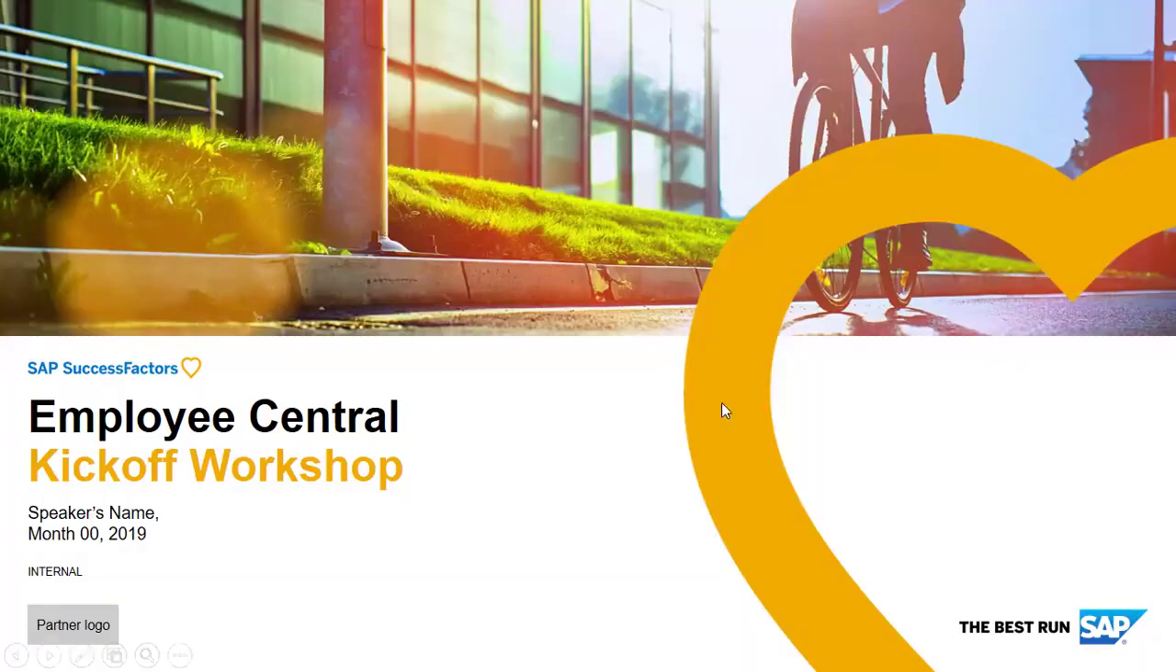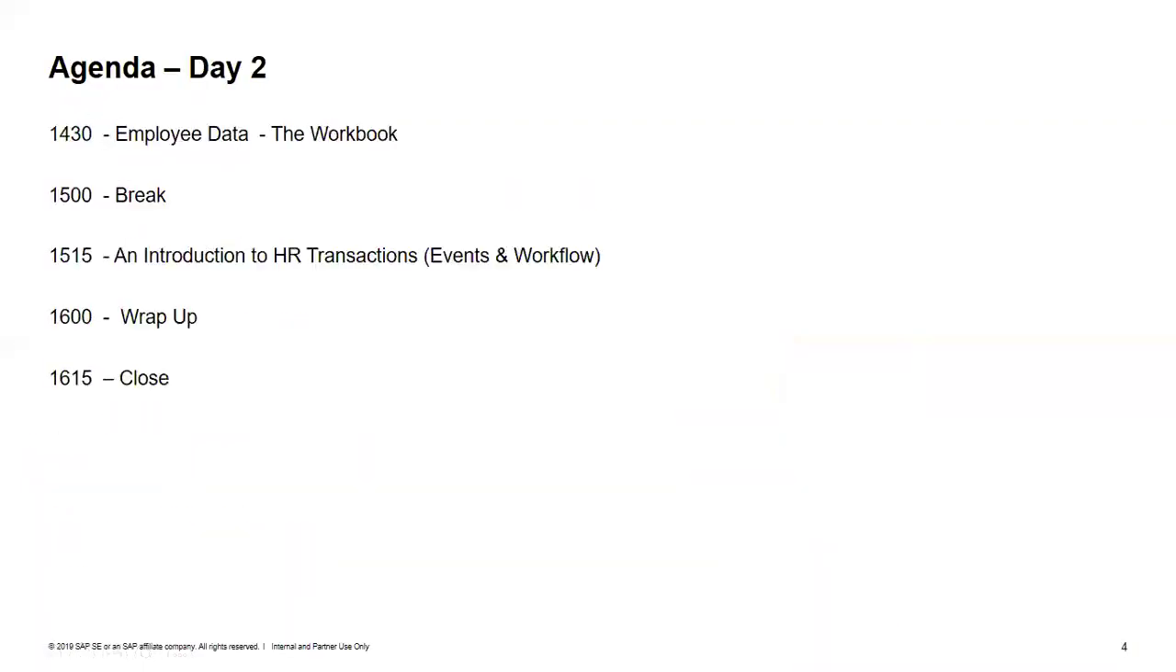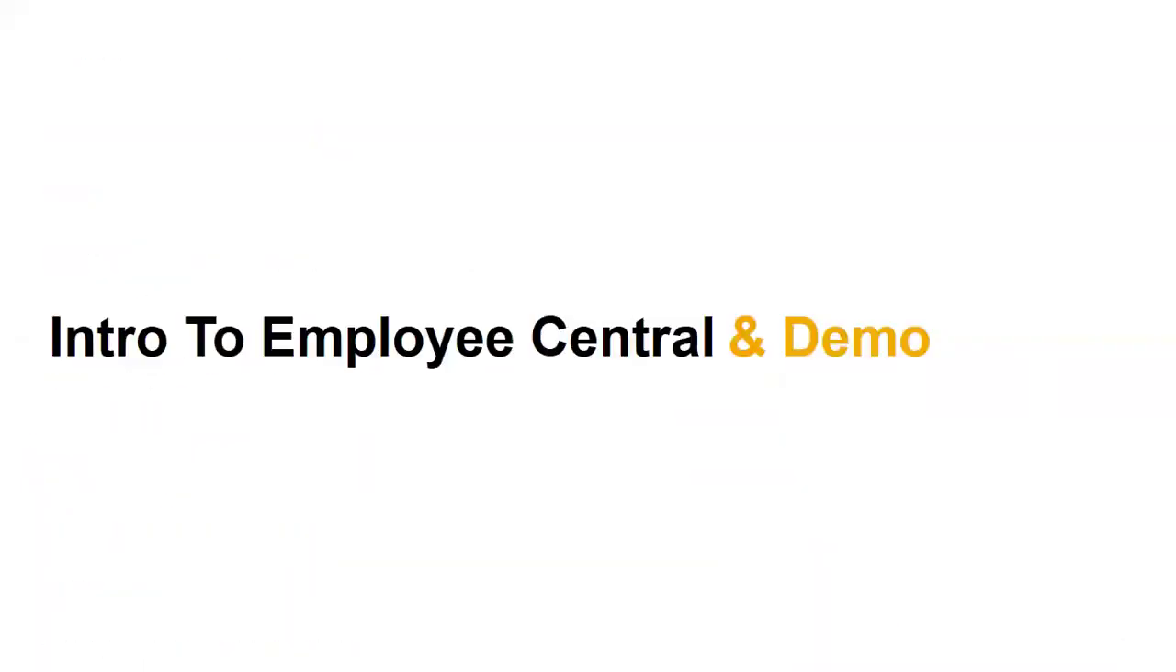Now, if you see the first slide, it says Employee Central Kickoff Workshop, and then the speaker's name. If you are the consultant presenting it to the customer, you can add your name. You're going to start this month or next month, July 2024. You can include your partner's logo and your customer's logo here. It gives you the agenda, like day 1, what we are going to do, day 2, what we are going to do, and day 3, what we are going to do.